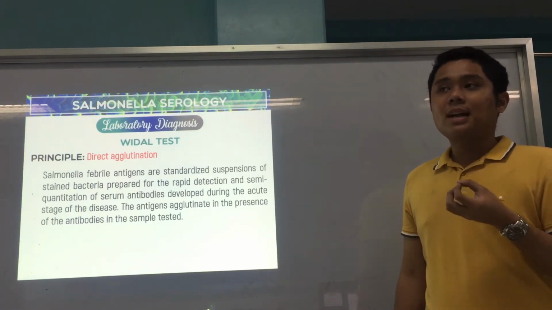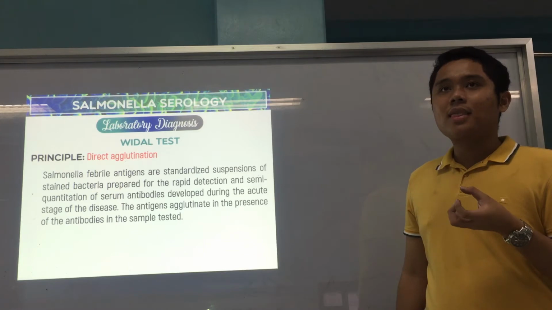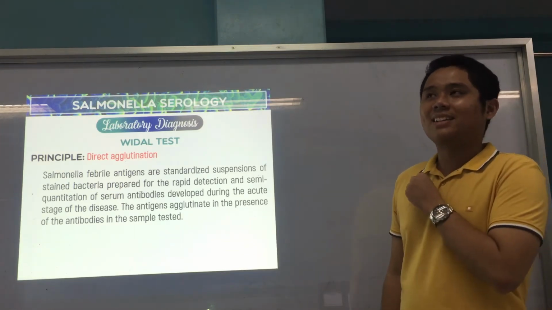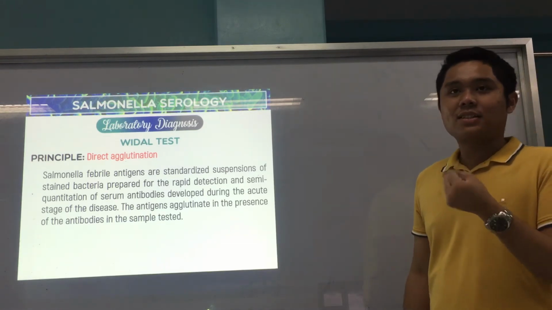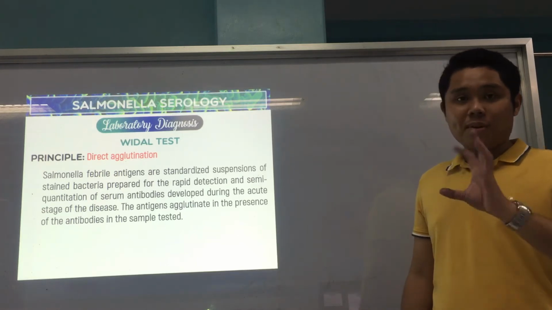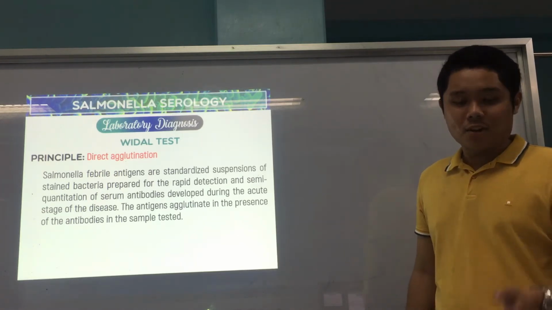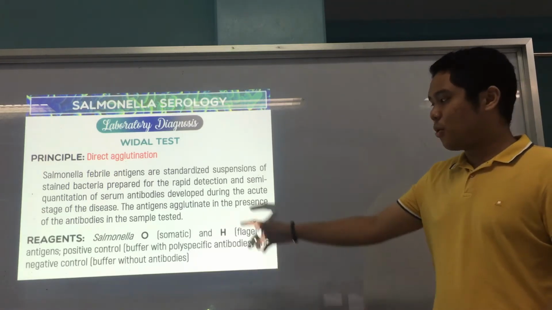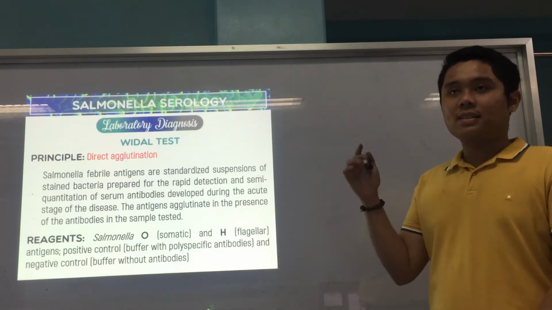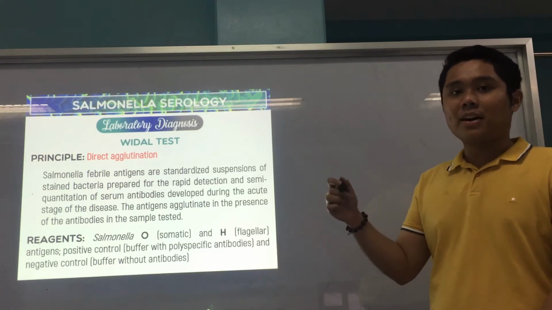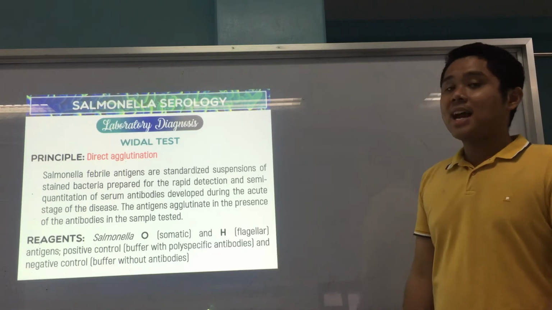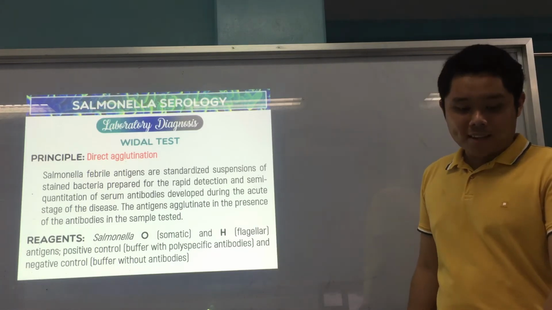It's febrile because these are the antigens that can cause fever, if I'm not mistaken. Febrile means it causes fever. So these are febrile antigens found on Salmonella. For your reagents, it contains both the Salmonella somatic O and the H antigens. Your positive control is polyspecific, meaning antibodies that can react with a lot of antigens. And the negative control is a buffer without antibodies.